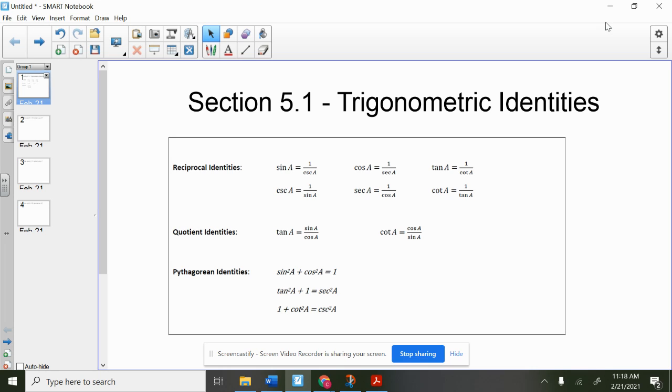All right, we're going to start a new unit here. So chapter 5, starting with 5.1, trigonometric identities. I posted a document that has these identities up here. And an identity is just something that no matter what the angle, these always hold true.